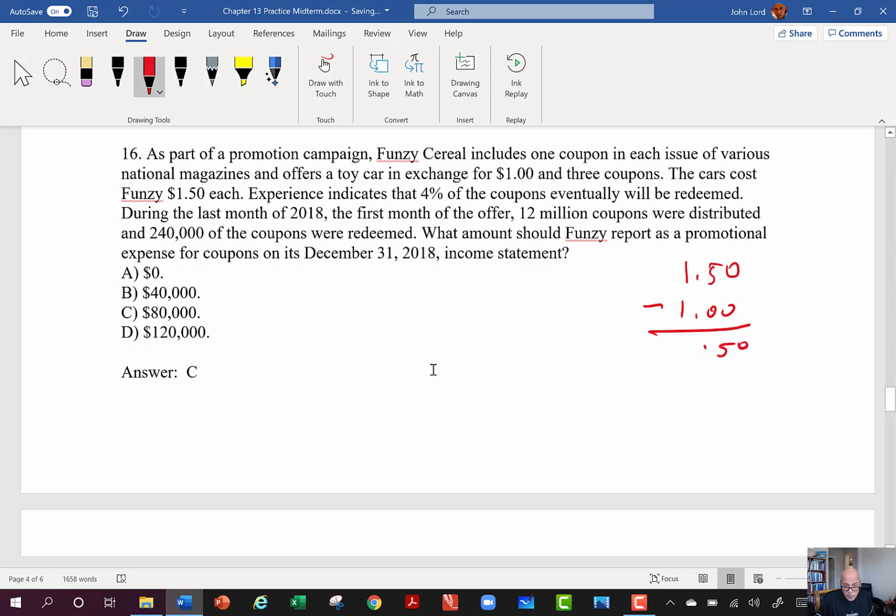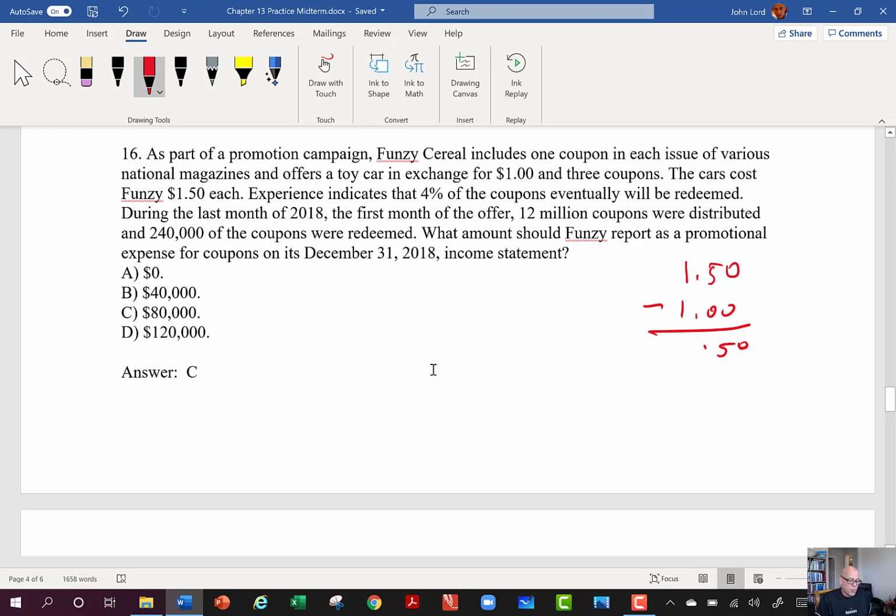I don't know. I guess you'll send them a 50-cent check, or you'll glue 2 quarters to a piece of paper when you send that in. Okay. Experience indicates that 4% of the coupons eventually will be redeemed. And during the last month of 2018, the first month of offer, 12 million coupons were distributed and 240,000 were redeemed. What should we report as promotional expense for the coupons?